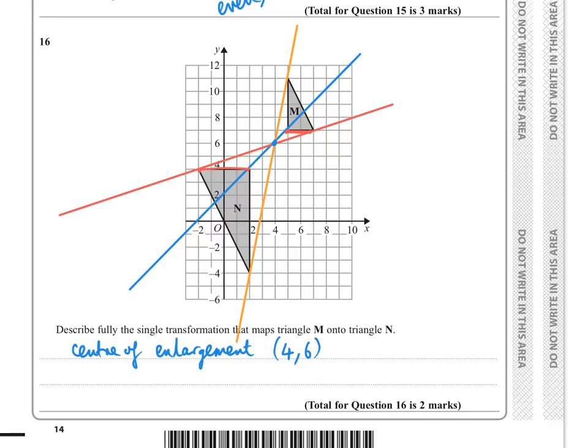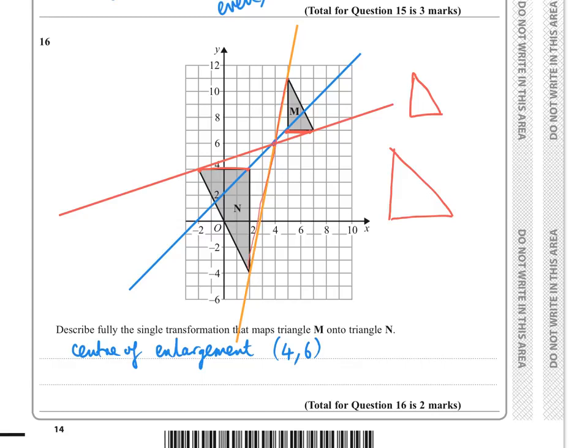So m has got to turn into n. So m here we can tell is a scale factor of 2 to get to something like this. But if we look, as we're going from here, we're literally turning the triangle from its orientation upwards to being flipped.